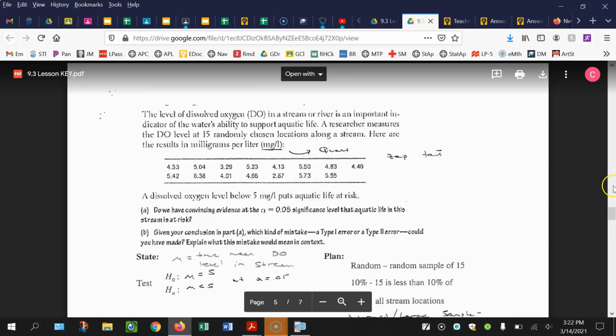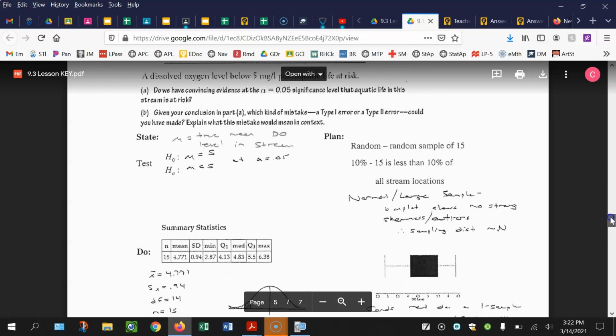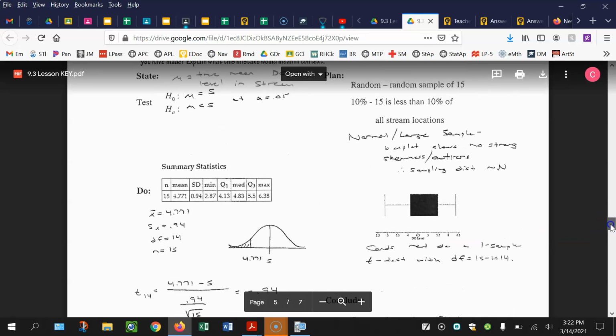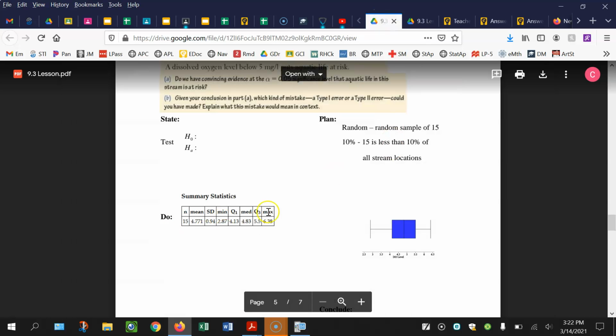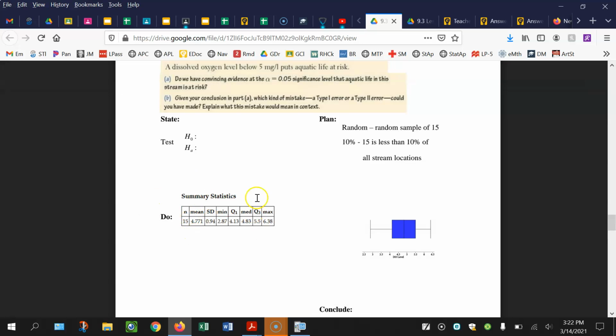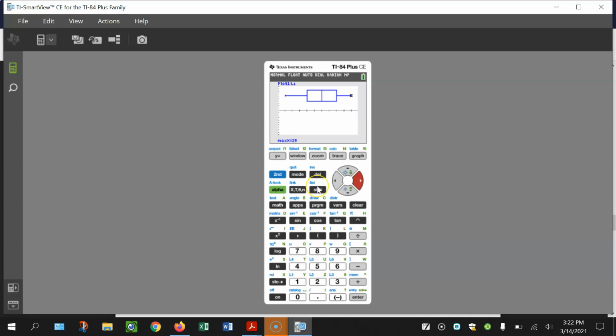So if I look at the answer key, box plot shows no strong skewness or outliers, sampling distribution approximately normal. Conditions met, do a 1-sample t-test, 14 degrees of freedom. Okay, so pretty much verbatim what I said. Do summary statistics. You're going to have to get these from the calculator. Do you need all of them? Absolutely not. Let's just go through how to get them.